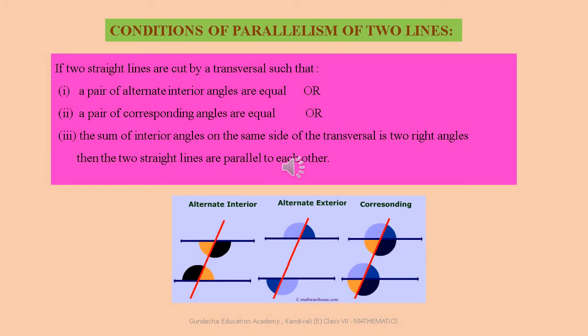Condition of parallelism of two lines. If two straight lines are cut by a transversal such that a pair of alternate interior angles are equal, or a pair of corresponding angles are equal, or the sum of interior angles on the same side of the transversal is two right angles, then the two straight lines are parallel to each other.